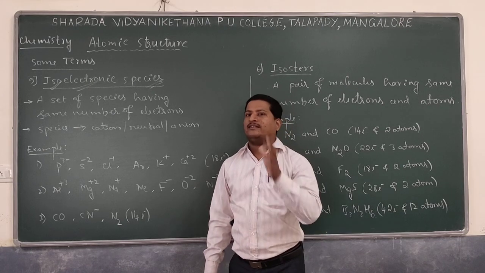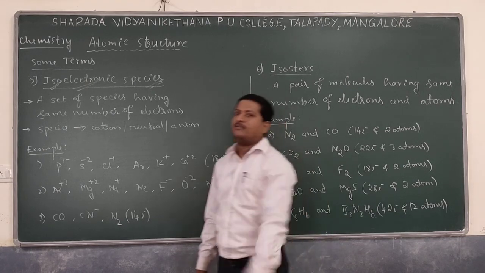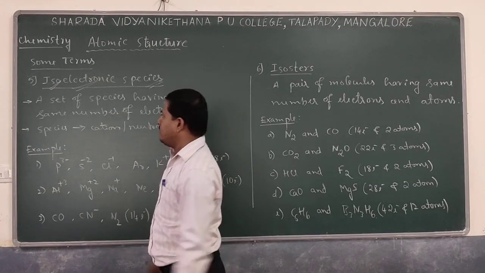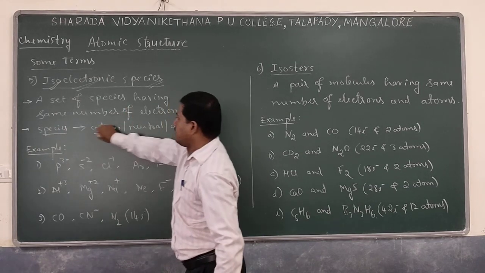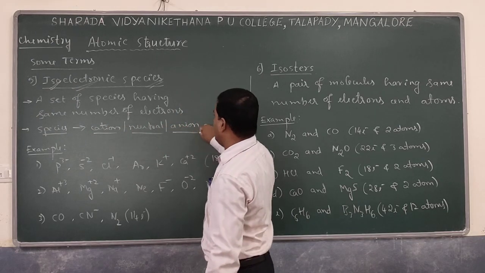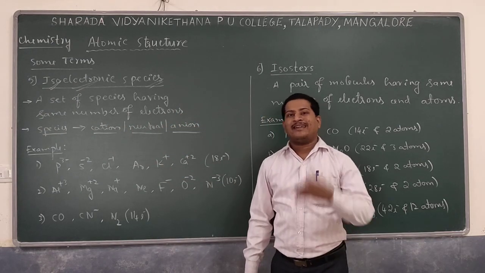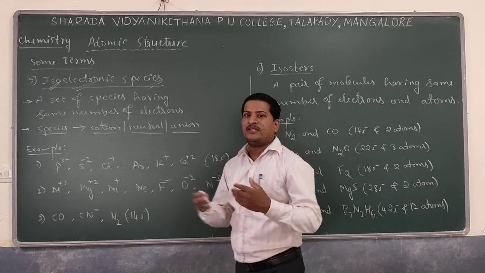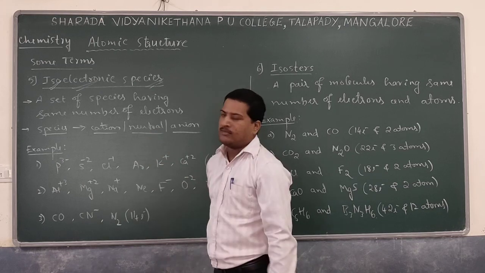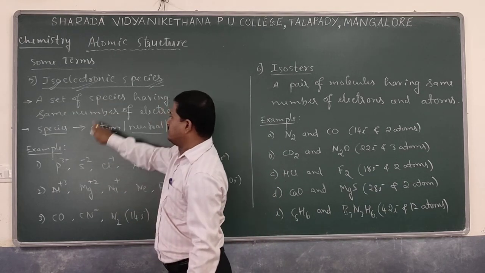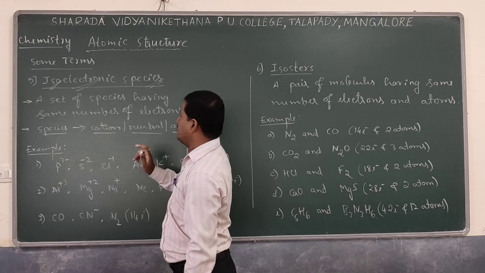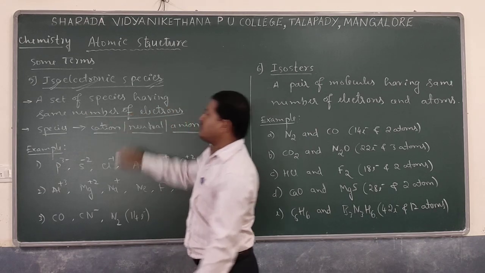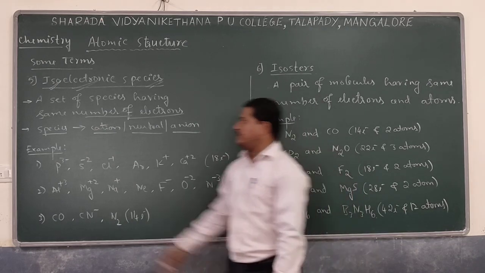A species or a set of species having an equal number of electrons is nothing but isoelectronic species. And the point to remember is that species may be either a cation, a neutral species, or an anion. It may be a cation, a positively charged species. It may be an anion, a negatively charged species, and it may be chargeless, meaning neutral. So a set of species, meaning cation, anion, or a neutral molecule, having the same number of electrons is nothing but isoelectronic species.